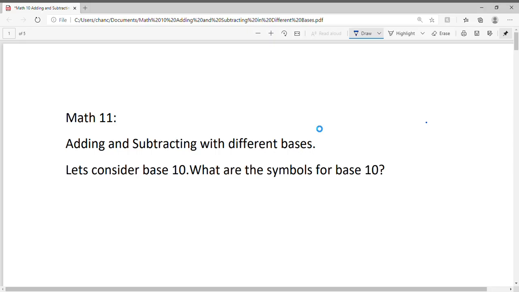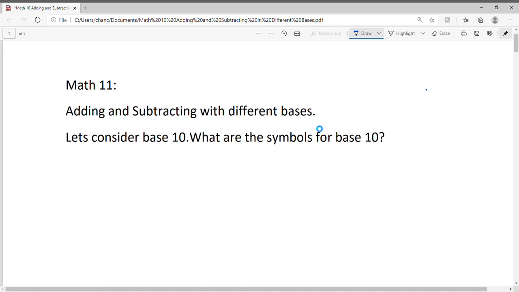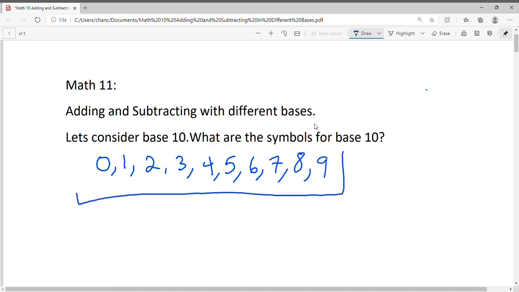In this section, we're going to be adding and subtracting numbers with different bases. But before we do that, let's consider base 10. That's the system we use in our daily lives. But what are the symbols of base 10? Base 10 has the symbols 0, 1, 2, 3, 4, 5, 6, 7, 8, 9, and that's it. So these are all the symbols for base 10.